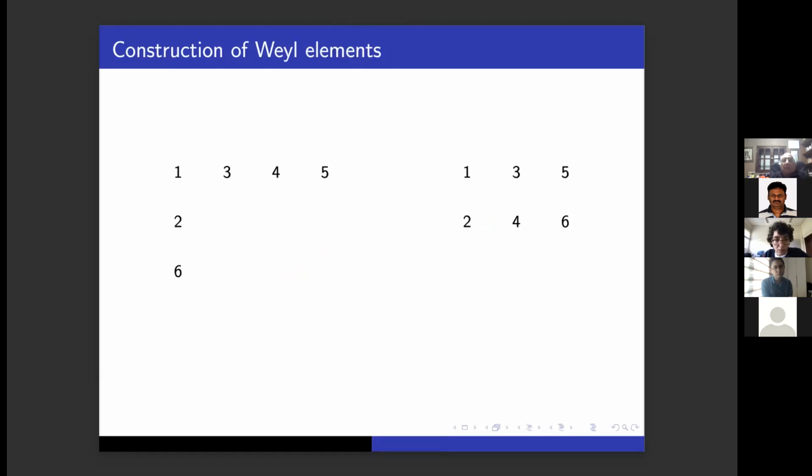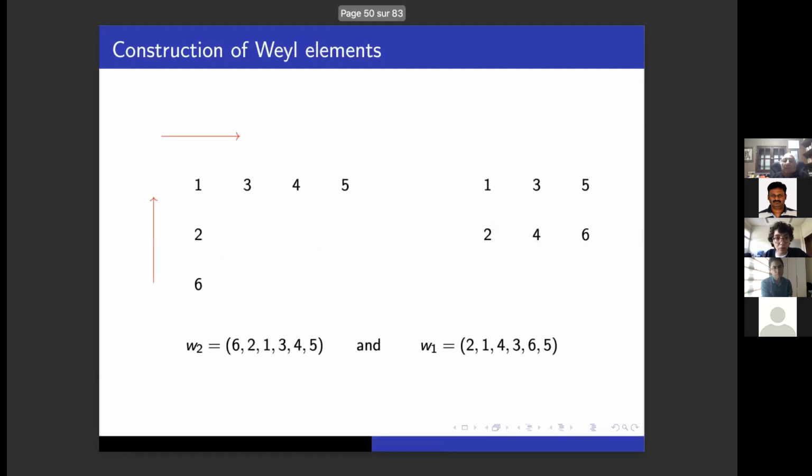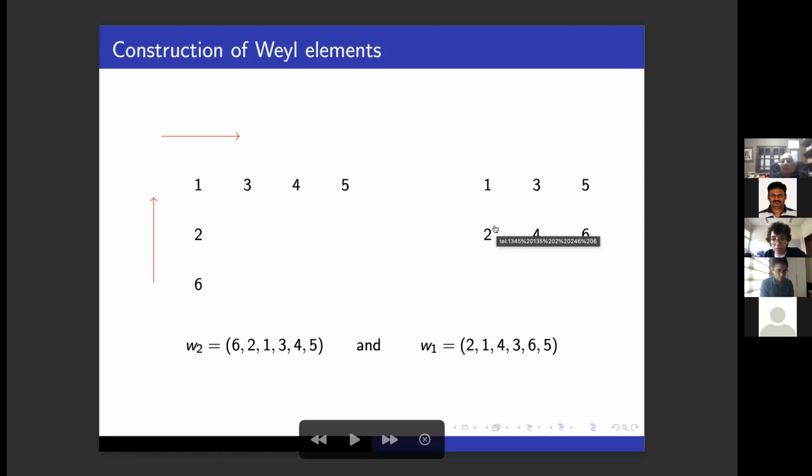So here is how our diagram looks, and I will read it from bottom to top and from left to right to get the word expression of my Weyl element, and it will be 2, 6, 2, 6, 2, 1, 3, 4, 5, and here it is the same: 2, 1, 4, 3, 6, 5.